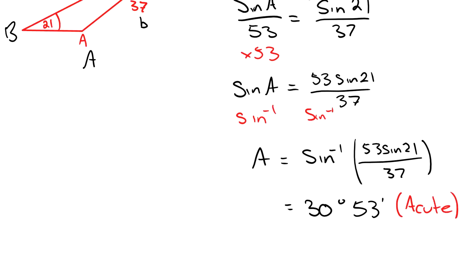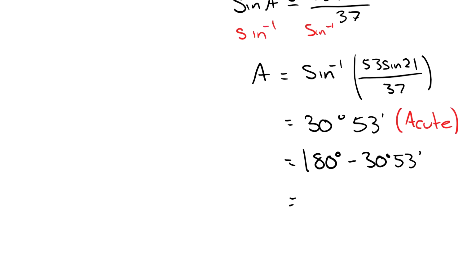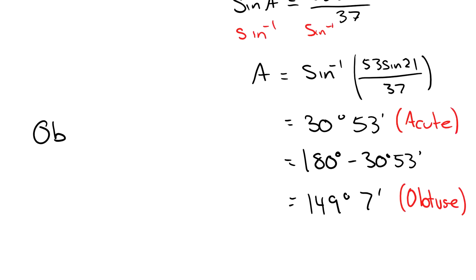So how we do that is we have 180 degrees, and we just minus what we just calculated. If we do that, we end up getting 149 degrees and 7 minutes. And that is our obtuse. So all you need to do to go from acute to obtuse, if I'm trying to find my obtuse angle, is 180 minus the acute angle that we just calculated.